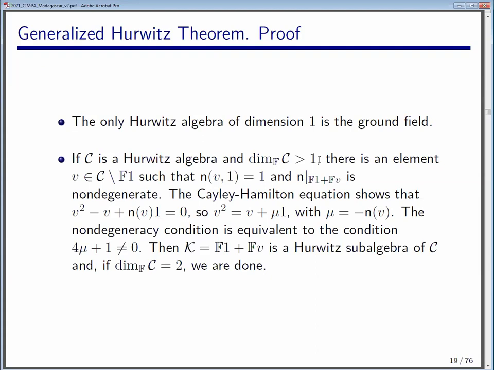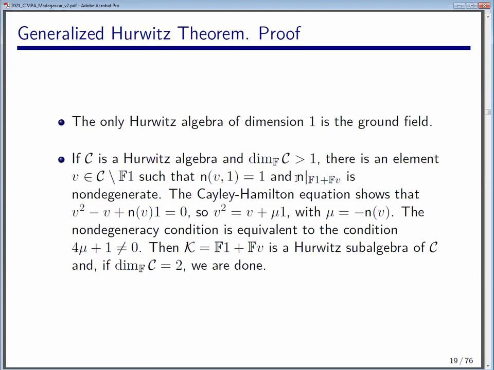Now, if the dimension is greater than 1, then immediately we don't have any problem about this non-singularity thing, that there was just one exception, and this exception happened in dimension 1. So if the dimension is greater than 1, we know that the polar form is non-degenerate. And in this case, we can always take an element V which is not a scalar multiple of 1, and that has trace 1, and the restriction of the norm to the subspace spanned by 1 and V is non-degenerate.